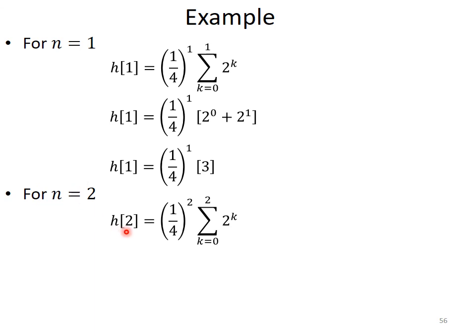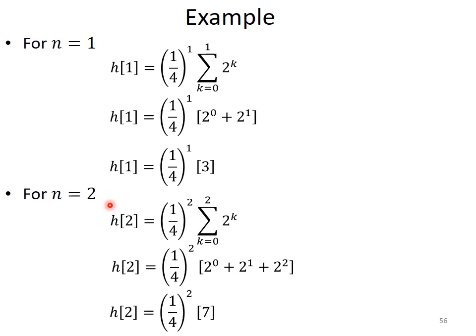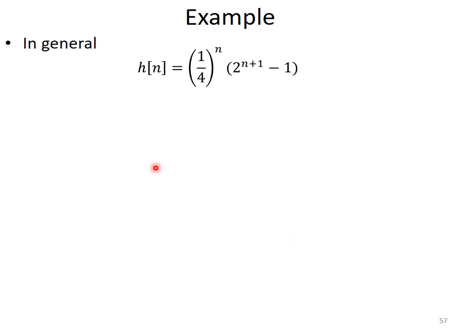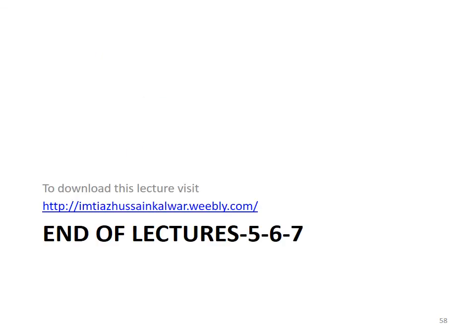And similarly for n equal to 2, h of 2 would be 1 upon 4 squared, summation k equal to 0 to 2, or it would be equal to 2 power 0 plus 2 power 1 plus 2 power 2, which is equal to 7. So in general we can write down the equation of h of n as 1 upon 4 power n into 2 power n plus 1 minus 1. End of this lecture.